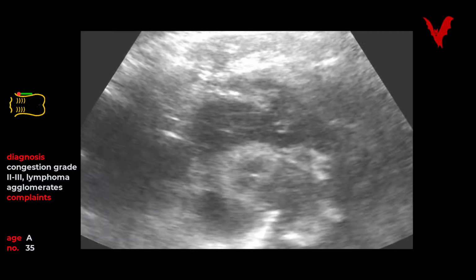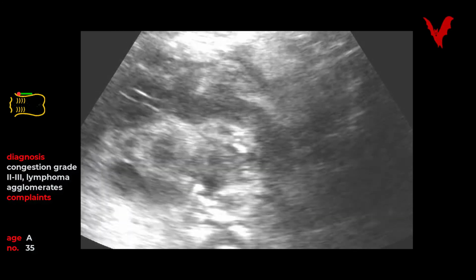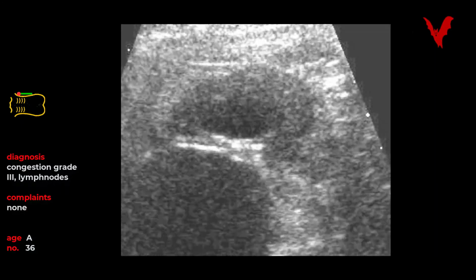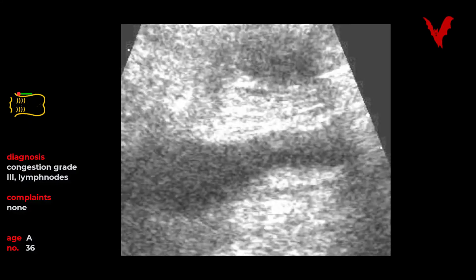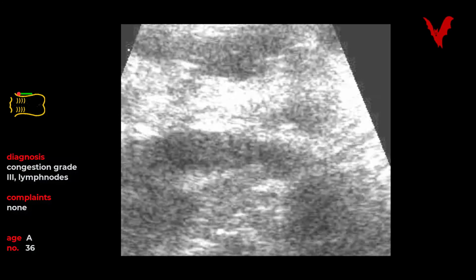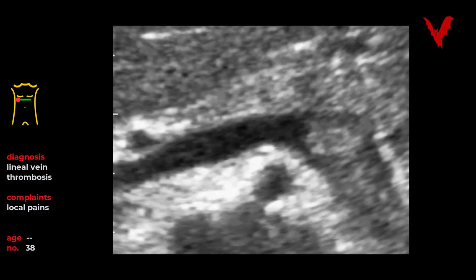Urinary congestion again, now grade 2 to 3, and observe the blocking lymph nodes. As well, lymph node occlusion is shown, and it results in a congestion grade 3. Please always exactly normal anatomy. This is mandatory. Renal vein partial thrombosis in a chronic alcoholic.